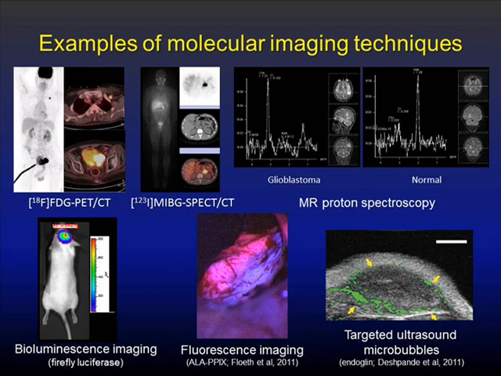MR can do molecular imaging by looking at spectroscopy, and so these are different signal sequences you can see in glioblastoma, a high-grade brain tumor. And in normal brain, if you look at these patterns, the types of molecules present in normal brain are very different than the types present in most glioblastomas.